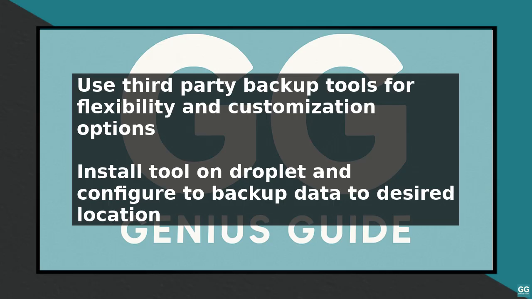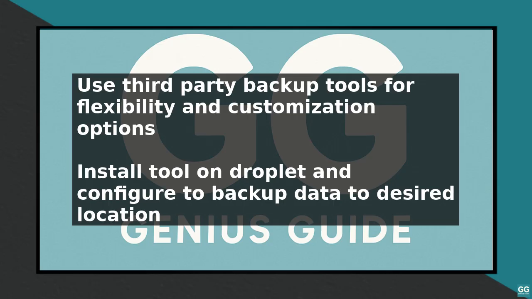To use a third-party backup tool, you will need to install the tool on your droplet and configure it to back up your data to the desired location. You can then schedule the backup to run automatically at regular intervals, providing an added layer of security and redundancy.